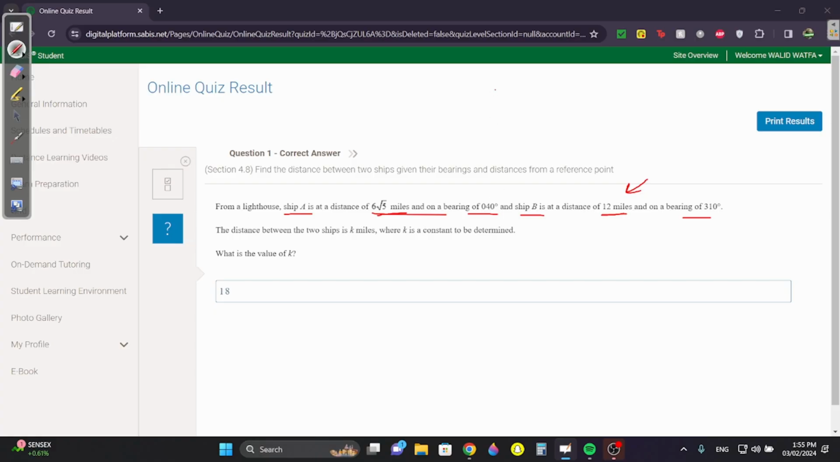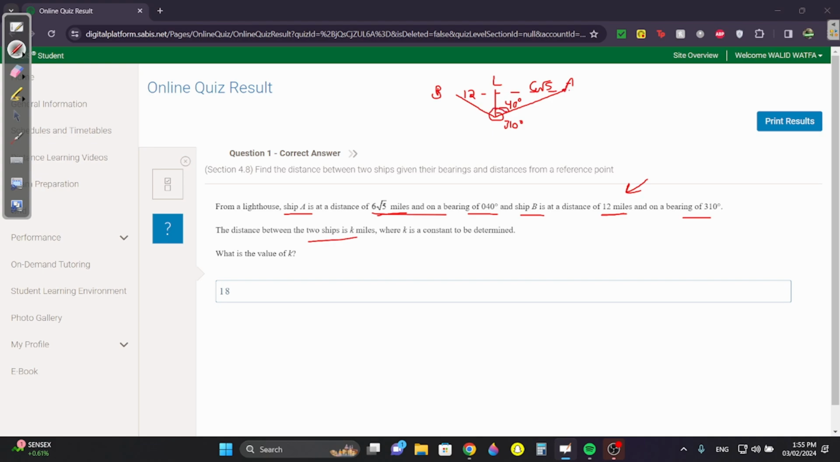But just to understand, it's a lighthouse. You have ship A at 40 degrees. Over here's A, and it's 6 radical 5 miles. Then ship B is at a distance of 12 miles and the bearing of 310 degrees. So it'll go down all the way, 180, 270, 310. And over here, it's going to be like this. You have B, 12 miles. They want the distance between the two ships, this distance over here.